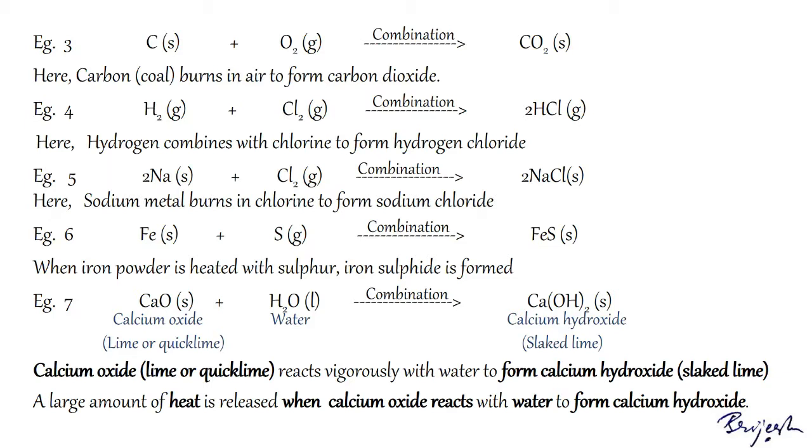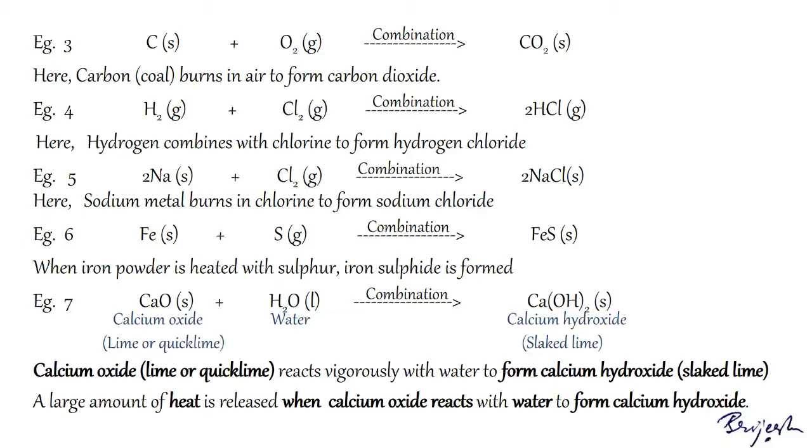This combination reaction is used in industry for the manufacture of hydrochloric acid. Hydrochloric acid is nothing but hydrogen chloride gas dissolved in water, hence it is liquid. Fifth example, sodium metal burns in chlorine to form sodium chloride. In this example, two elements, sodium and chlorine, are combining together to form a single compound, sodium chloride. So this is a combination reaction.